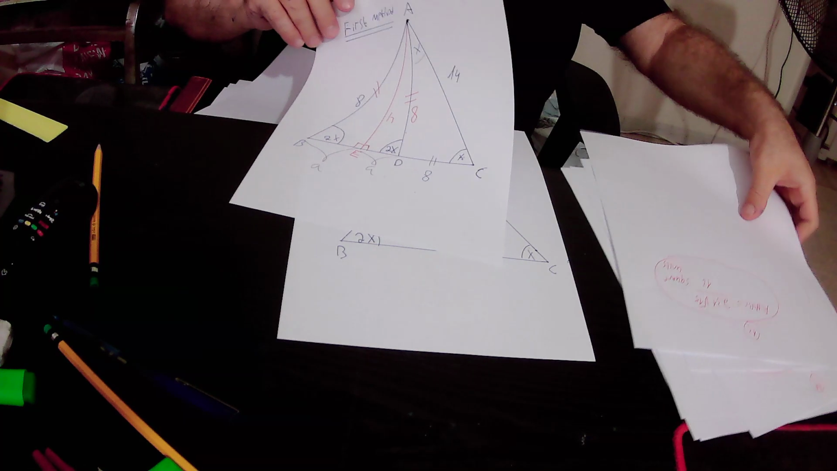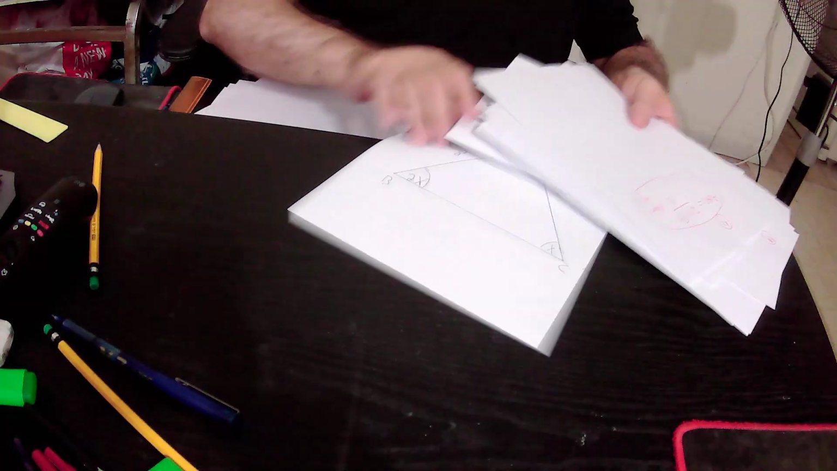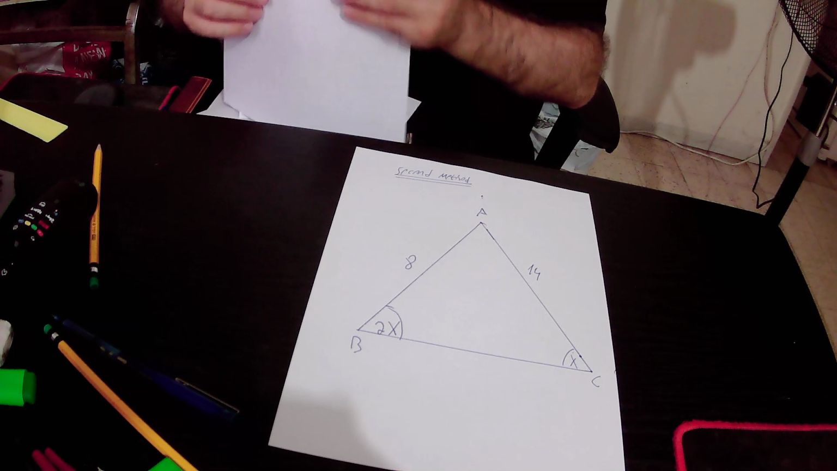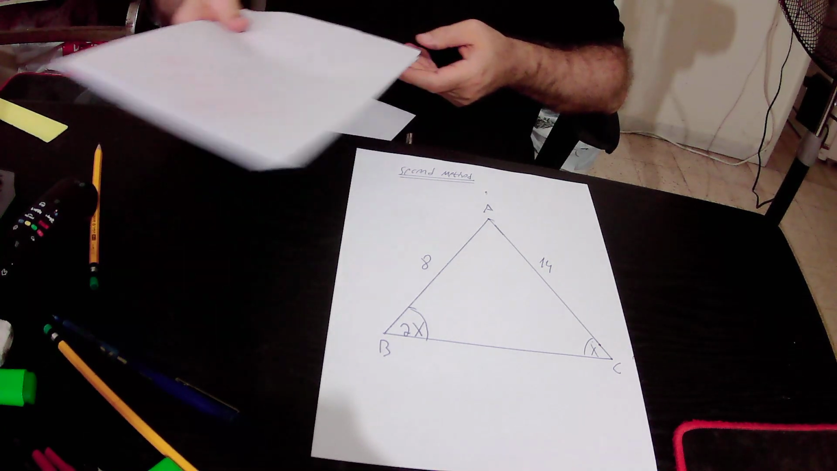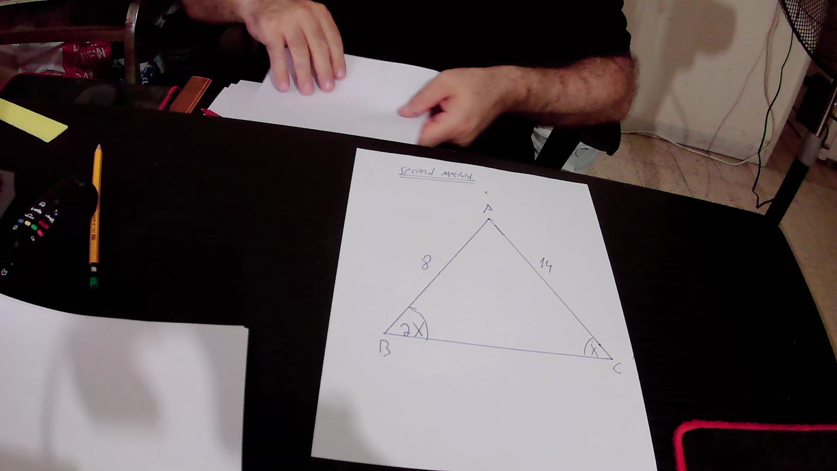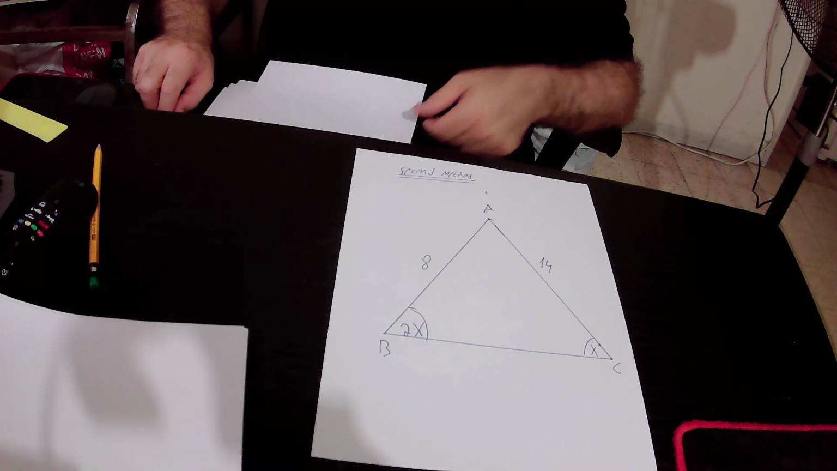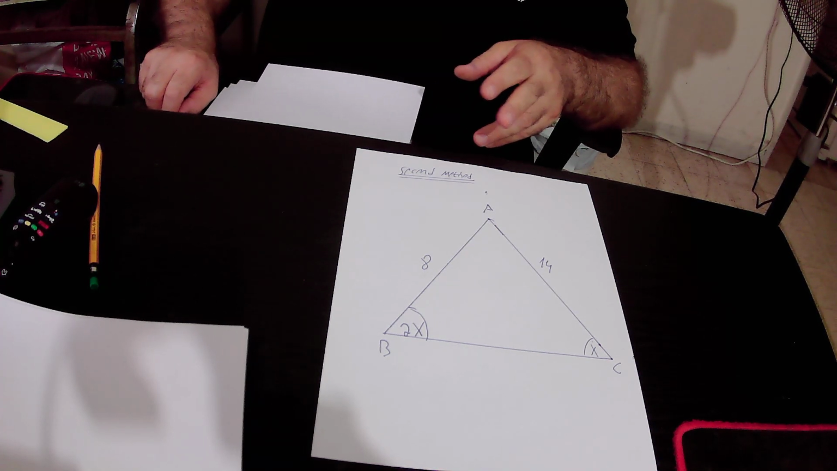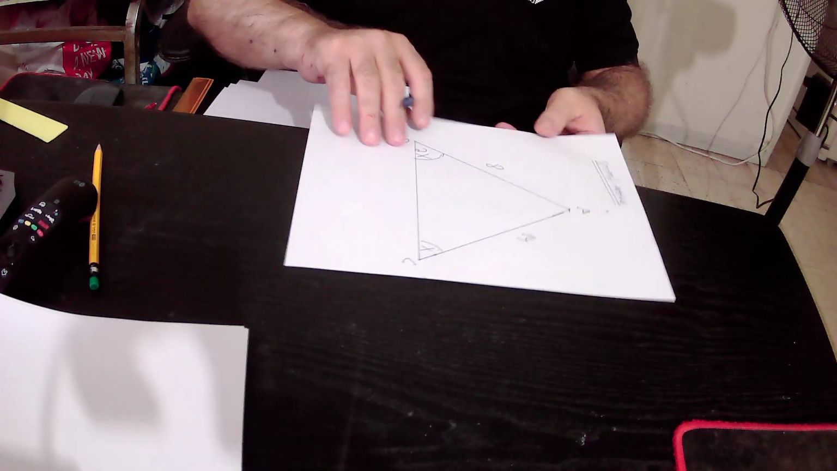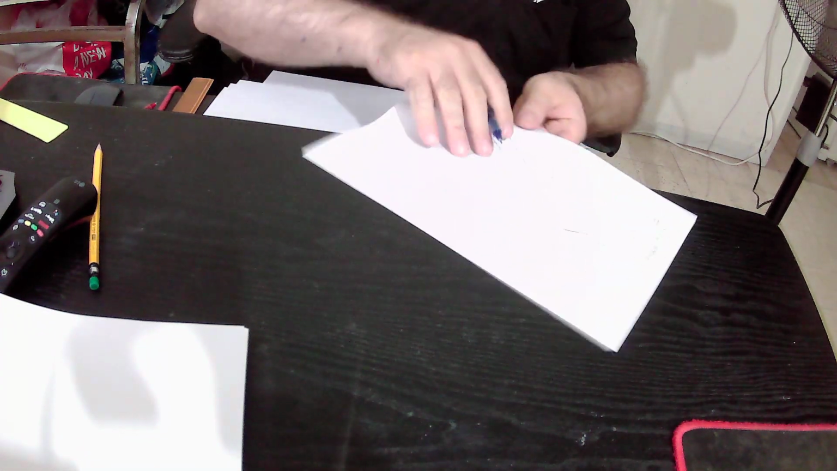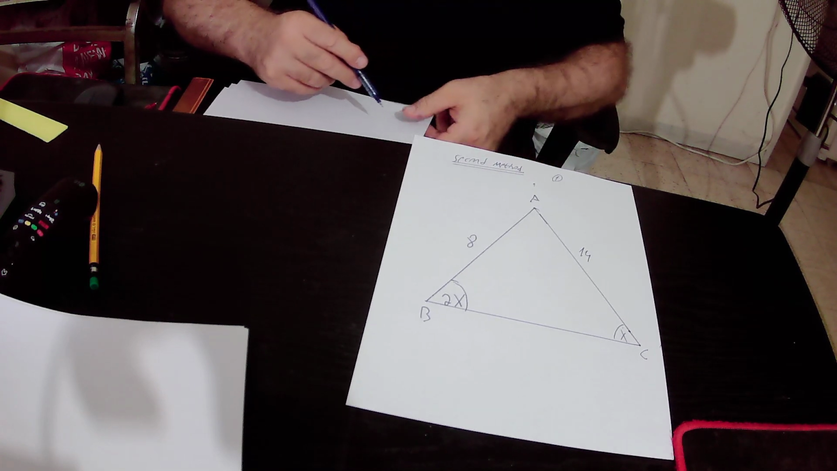Okay, now we will find out the area of triangle ABC in a second method. Actually, we know that the sum of the angles in any triangle is equal to 180 degrees, so we can say that angle A plus 2x plus x equals 180 degrees.